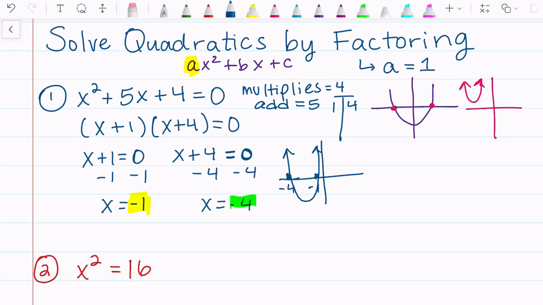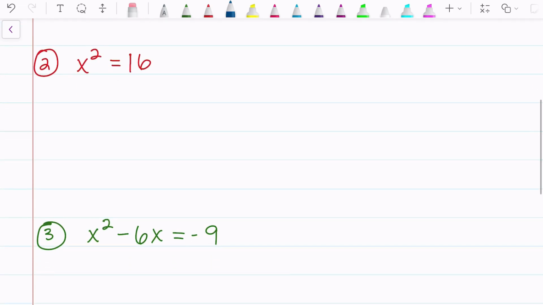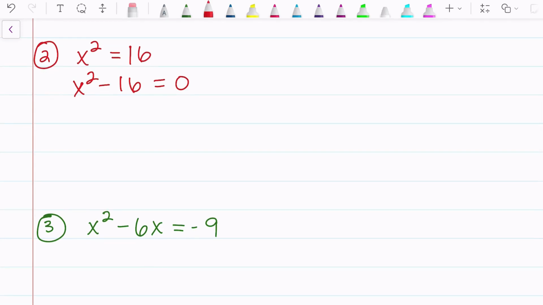All right, the next one is not equal to 0, and so we would need to get it equal to 0, and the way we would do that is by moving the 16 to the other side, and it would change its sign. I subtracted 16 from both sides, essentially. So now I see that I have no b value. I want it to multiply to equal negative 16, and I want it to add to equal 0 because there's no b value in the middle. This is a problem that's actually called the difference of perfect squares.